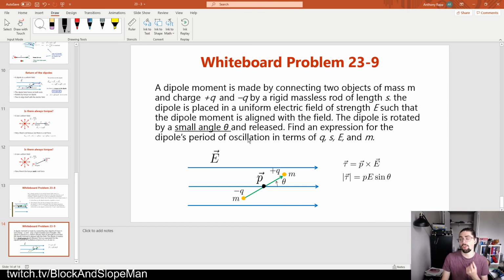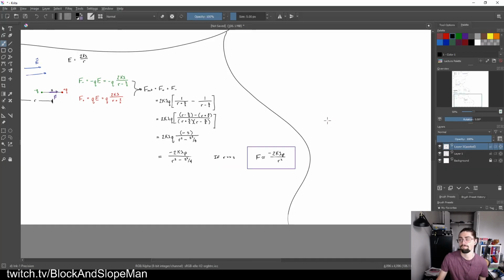But what I want you to try and do here, if you haven't attempted this problem already, is see if you can come up with this expression. But this is a little bit more of a difficult problem. So let me talk through what I think.